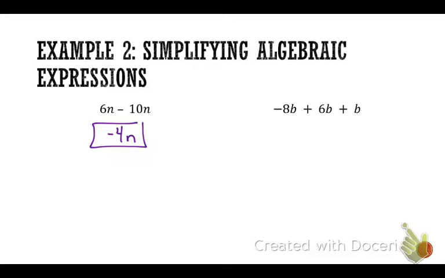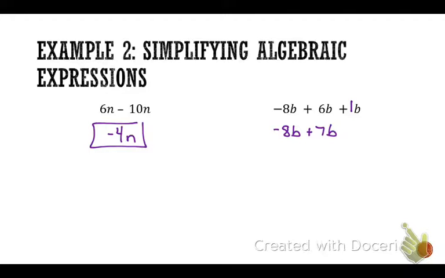Okay, let's look at the next one. All right, -8b plus 6b plus, wait a second, is there a value in front of that third b? Yes, there is a value and it's 1. So here's where commutative property can kind of come into play. And remember, commutative property is not mandatory to get to your answer. However, it can make getting to your answer a little easier. So what do you think would be the easiest to combine first? 6b and 1b. What's 6b plus 1b? 7b. Okay, so -8b plus 7b.